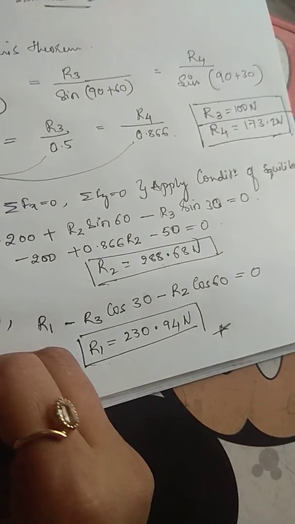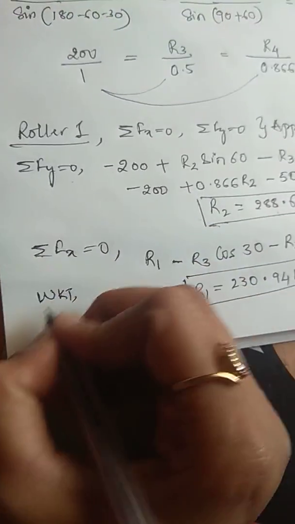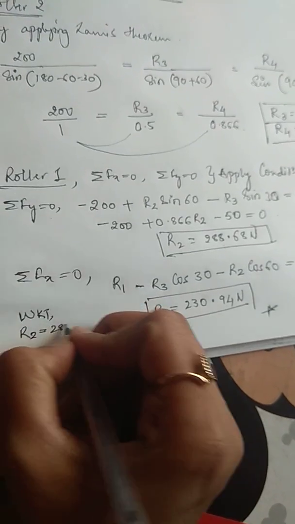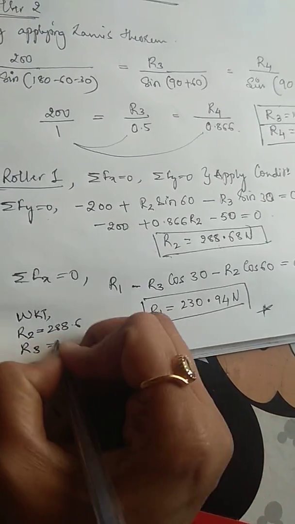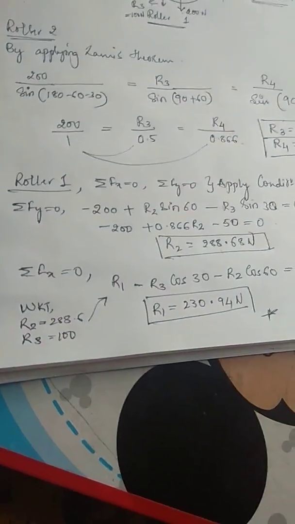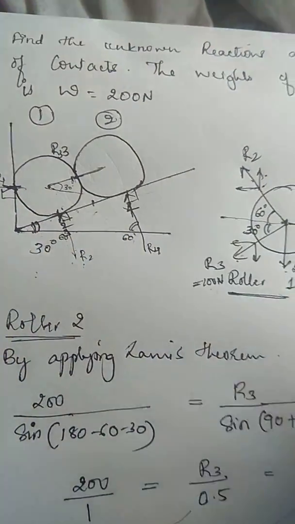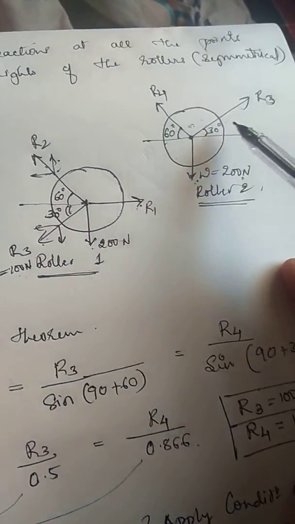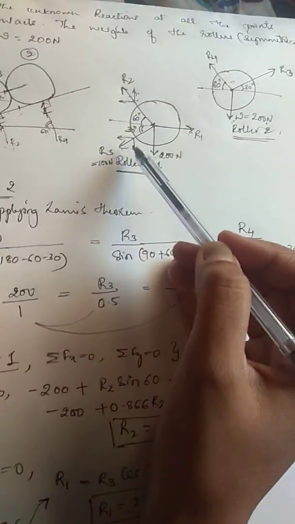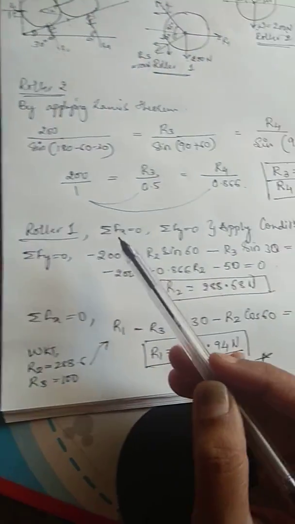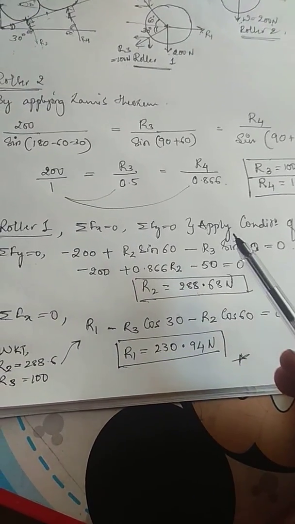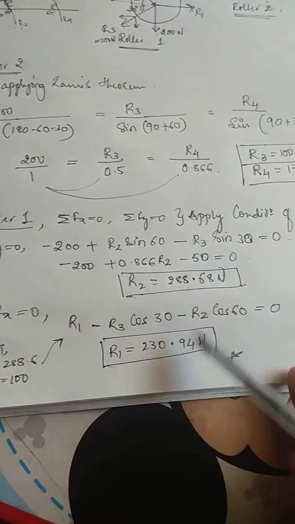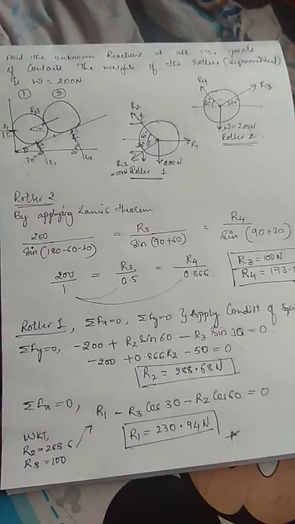Remember, here we found the value of R2 as 288.6 and R3 is 100. I substitute that in the given equation, I get the unknown value of R1. So in this particular problem, R1, R2, R3, R4 were unknowns, and on solving, we first draw the free body diagram individually, pick the roller which has got the least number of reactions, apply Lami's theorem, get the 2 forces, go to the next roller wherein there were 4 forces, apply summation of x and summation of y equal to 0, which are the conditions of equilibrium, solve the equations and get the unknowns. So this is an example for a 2 roller numerical.